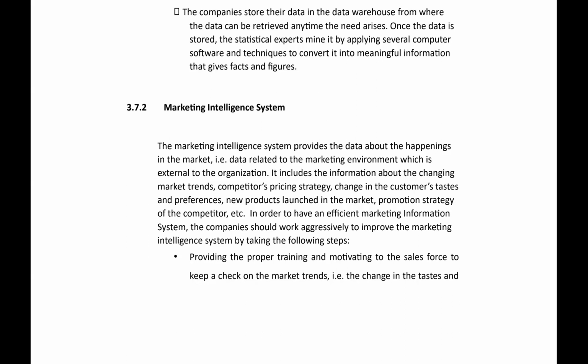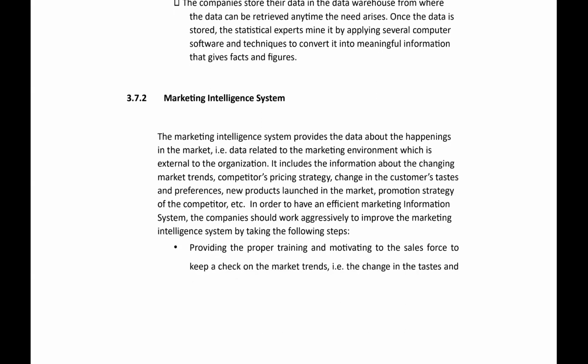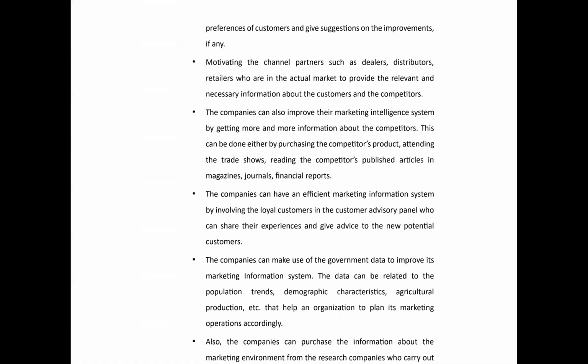Now, in order to have an efficient marketing information system, the companies should work aggressively to improve the marketing intelligence system by taking the following steps. Number one, they should provide proper training and motivation to the sales force to keep a check on the market trends, that is, the change in tastes and preferences. They should motivate the channel partners, such as the dealers, distributors, and retailers who are in the actual market, to provide the relevant and necessary information about the customers and the competitors.